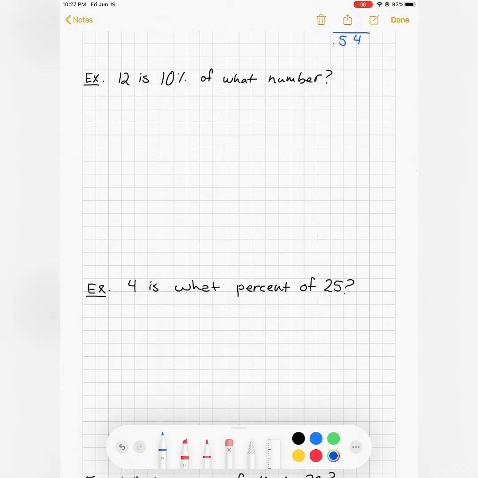Let's see if we can translate this one. So 12 is 10%, 0.1 of, times, and then what number? That's a mystery number, right? x. There's my mathematical equation. And then I have to solve for that mystery number.